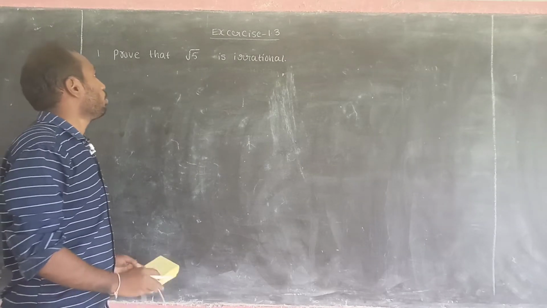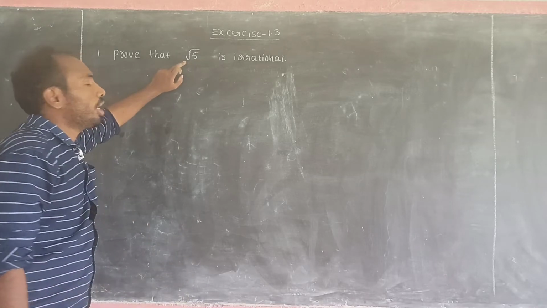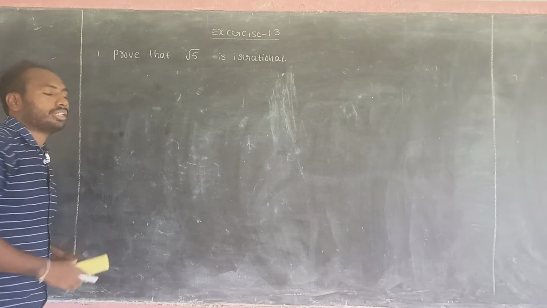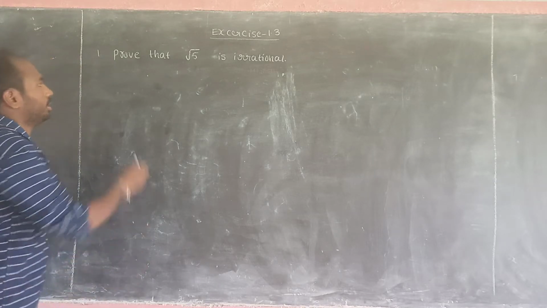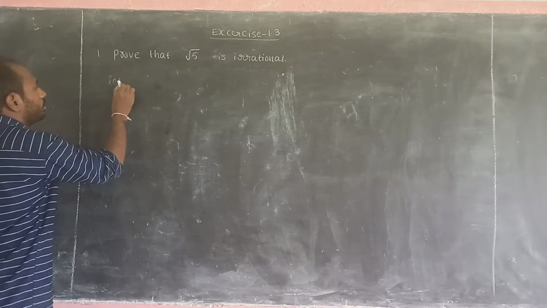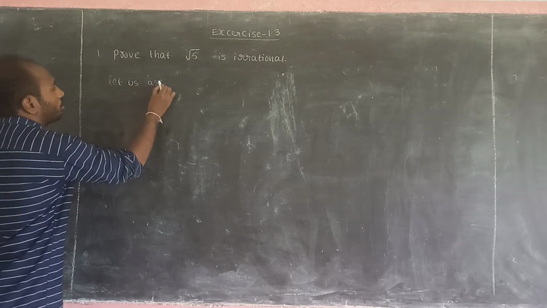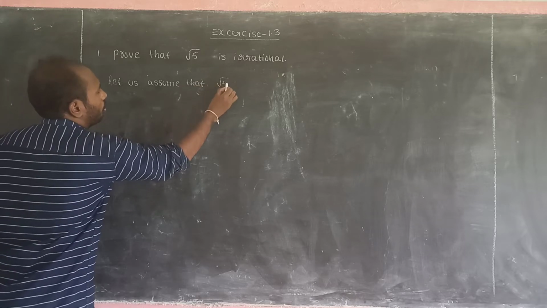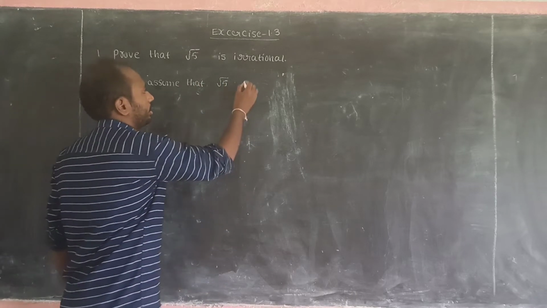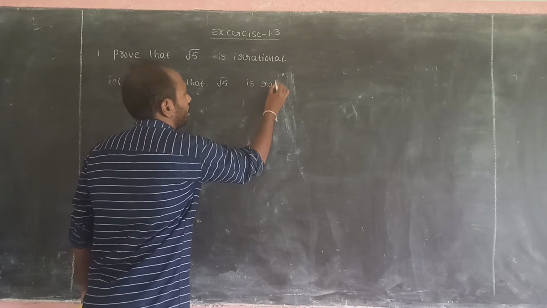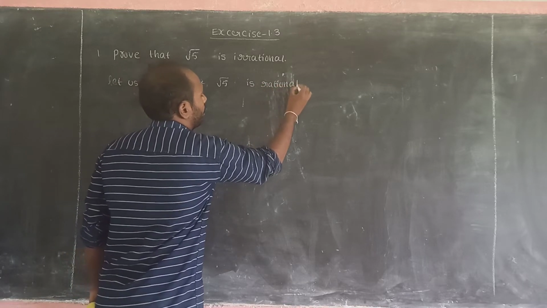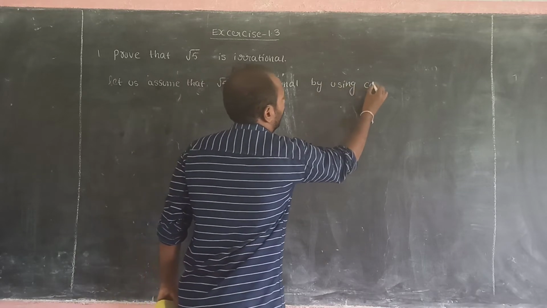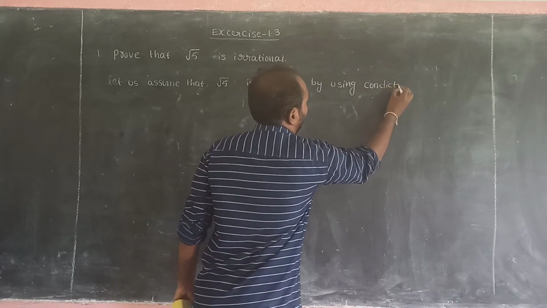In this proof, let us assume that root 5 is rational by using the contradiction method.